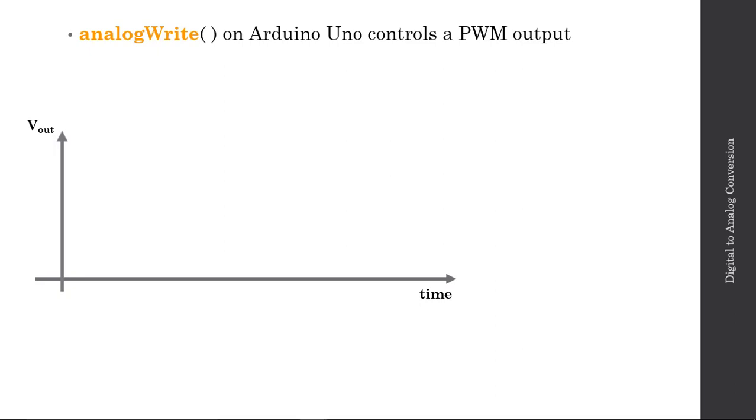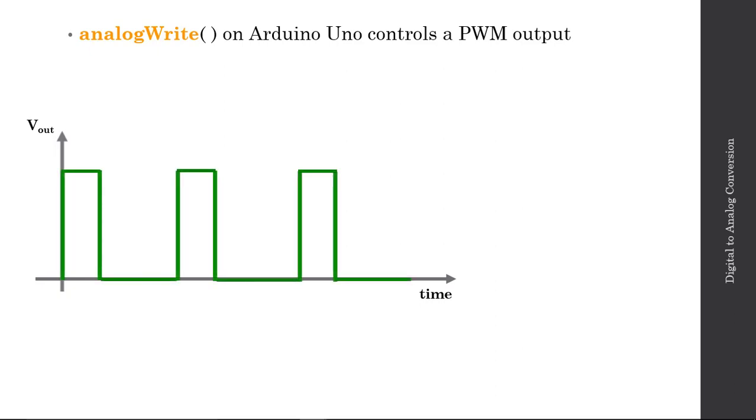The Arduino Uno microcontroller uses a pseudo analog output, and the analogWrite command controls that particular pulse width modulated output. Recall that a PWM signal looks something like a pulse train. So as we see here, a square wave with some duty cycle. Here I'm showing a roughly 25% duty cycle.